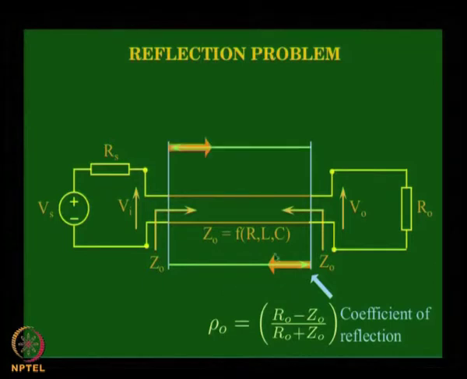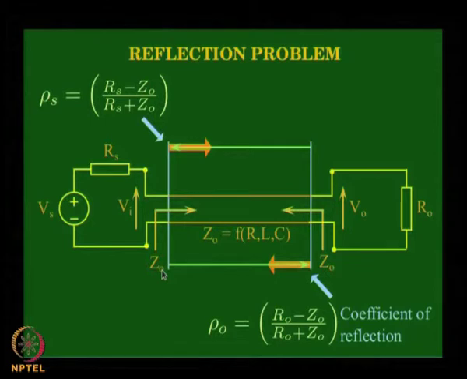Likewise, as I was saying, the signal that is reflected back from this side can get re-reflected, once again reflected back from the source side, and so on can keep happening. And the coefficient of reflection at this side is called rho s, and it is given by R s minus Z naught. Note here that R s and Z naught, if they are not matched, then you will have a finite reflection coefficient. Else, if R s and Z naught are matched, R s minus Z naught will be 0, and you will not have a reflection.